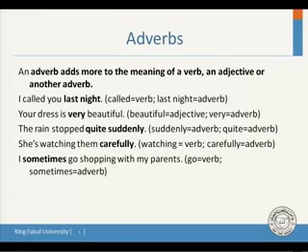I sometimes go shopping with my parents. I go shopping with my parents. I go shopping every day. I go shopping once a week. But in this sentence, I sometimes go shopping. So the verb go is modified or made clearer by the adverb sometimes. Sometimes is an adverb. We will study these adverbs in detail today.